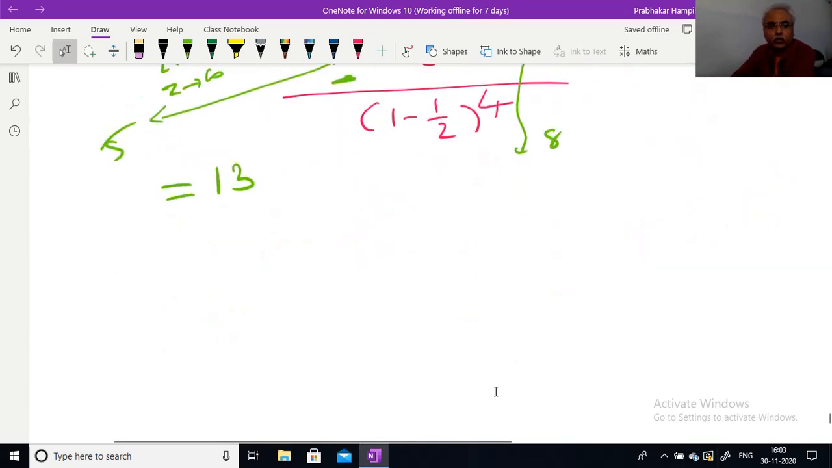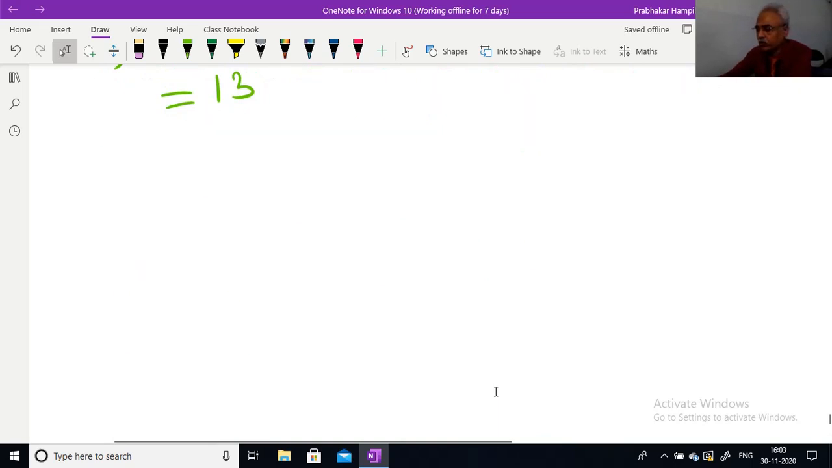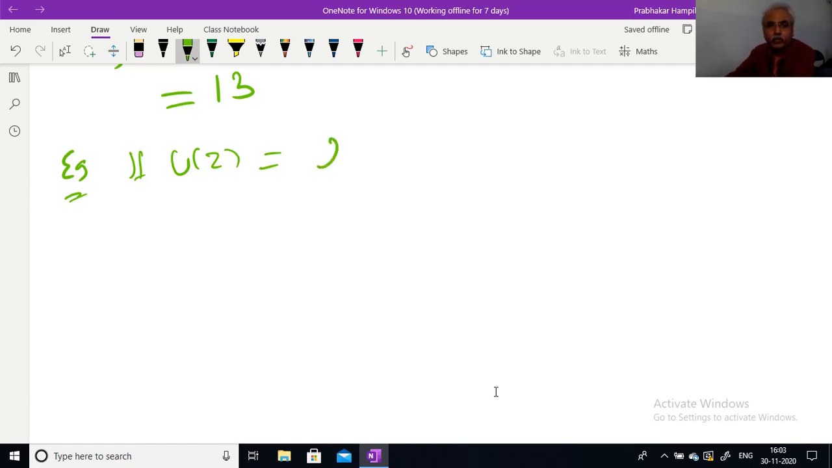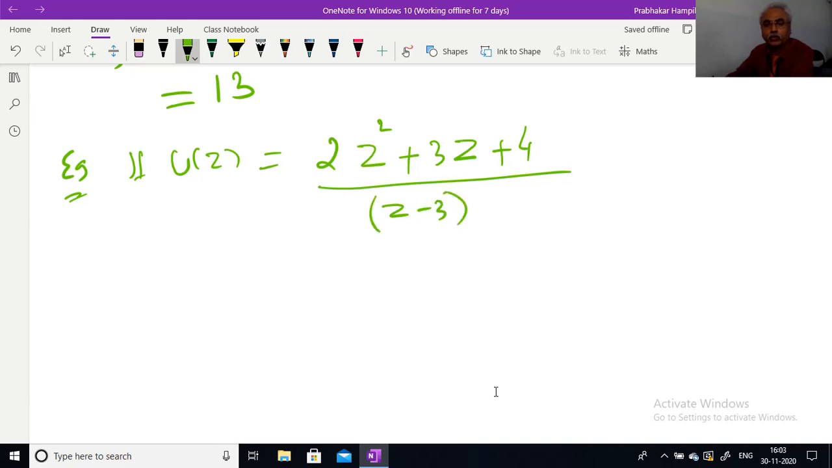Let us take quickly one more example of the similar case. Example number 2. If u of z is equal to 2 times z square plus 3 times z plus 4, whole divided by z minus 3 raised to 3, suppose z minus 3 raised to 3. Now find u0, u1, u2, if it is possible u3 also.